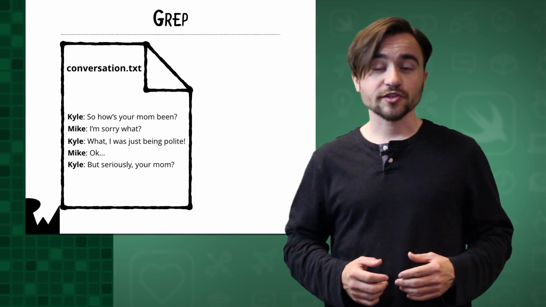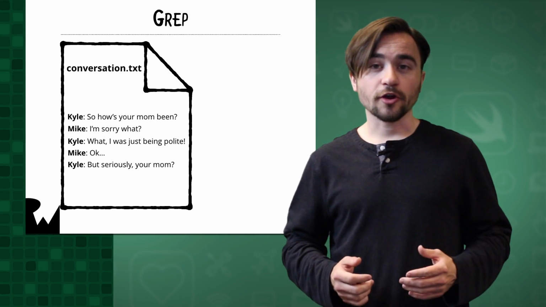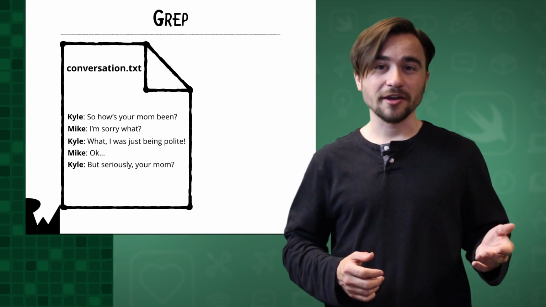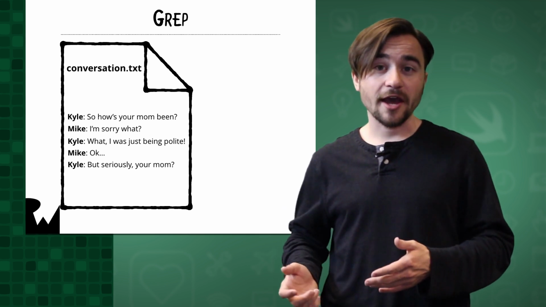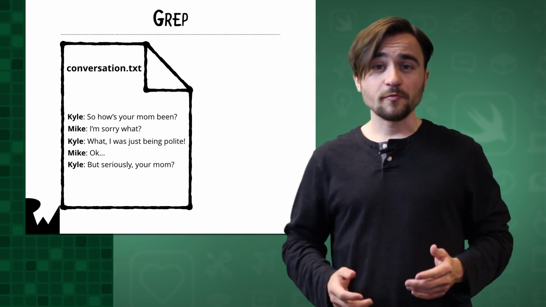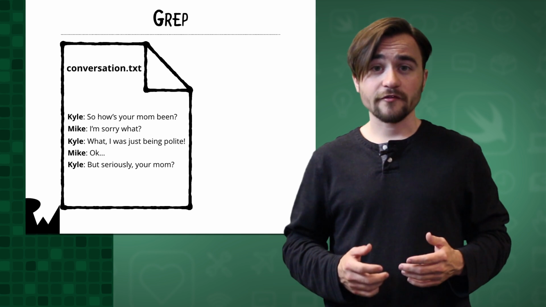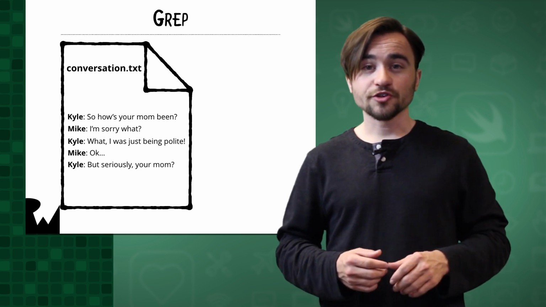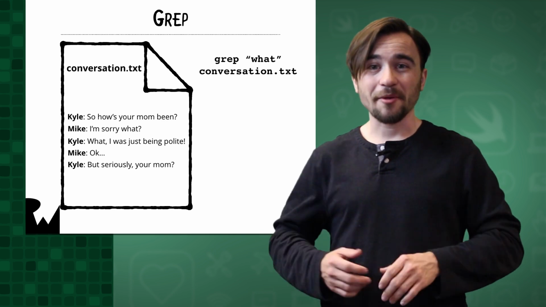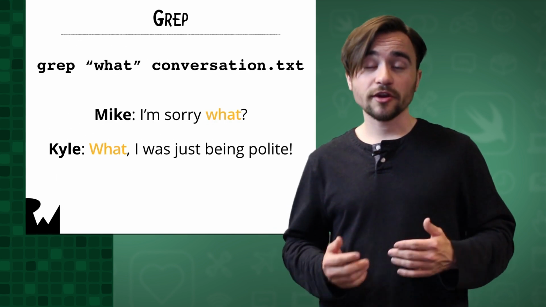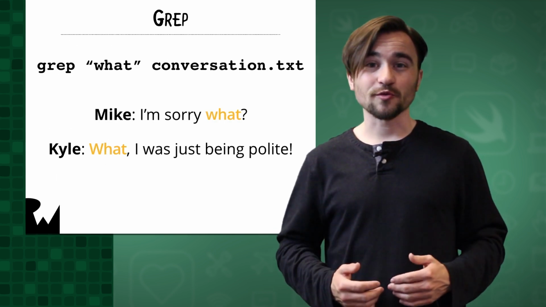The simplest of these is called grep. Grep works by, of course, using the grep command, and then passing in a phrase or word you want to search for, and then finally passing in the file name. In this example, let's say you want to find all the lines that have the word what in them. All you need to do is say grep, followed by what in quotes, and then the file name. By default, the command will end up printing each line in the file that contains the word what.